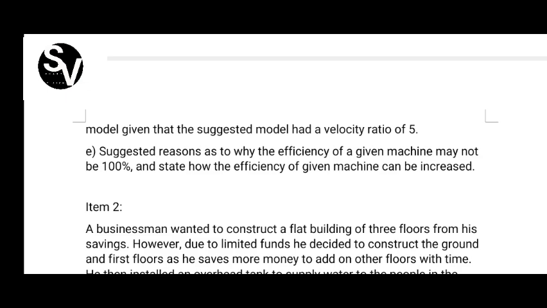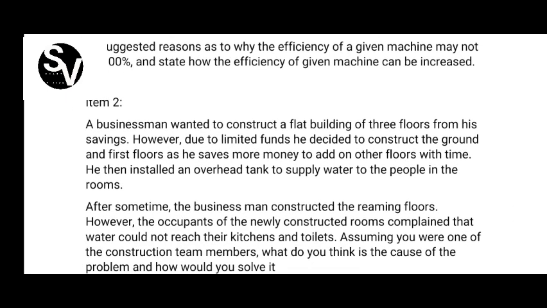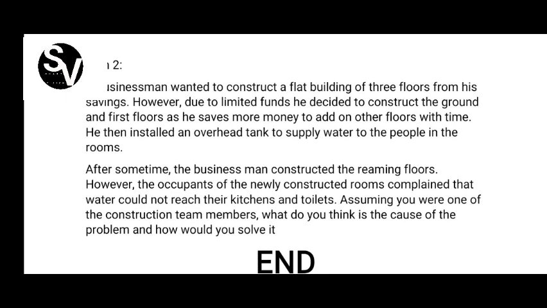That was item 1. Then item 2 is the one for pressure. They're saying a businessman wanted to construct a flat building of 3 floors from his savings. However, due to limited funds, he decided to construct the ground and first floors as he saves money to add on other floors with time. He then installed an overhead tank to supply water to the people in the rooms.